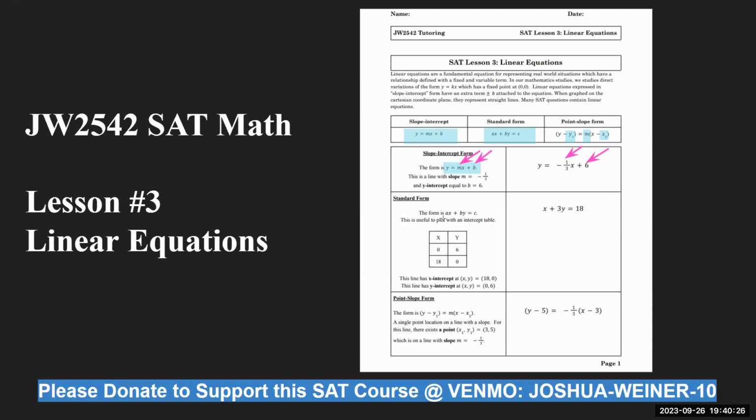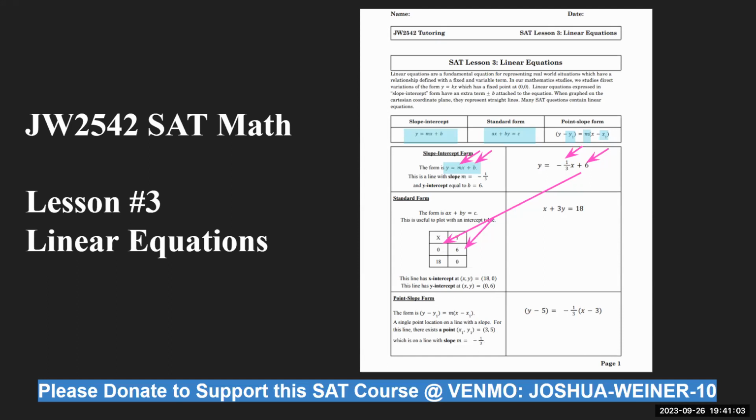The same line can be represented in standard form. Here, we create an intercept chart. So we know from the 6 that (0, 6) is the y-intercept. To calculate the x-intercept from what was given above, we would have to set y equal to 0, then subtract 6 and multiply by -3. And we get that (18, 0) is the x-intercept. Rewriting the equation, we get x plus 3y equals 18.